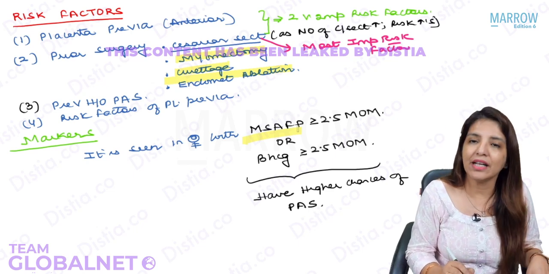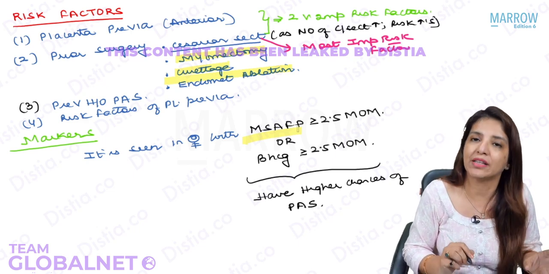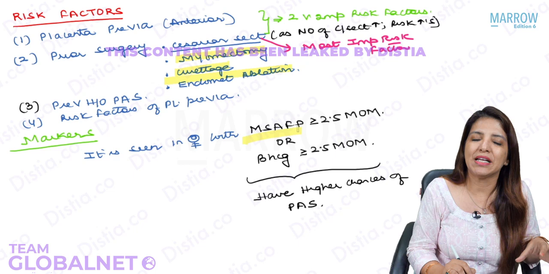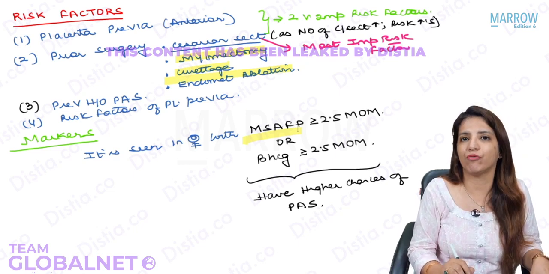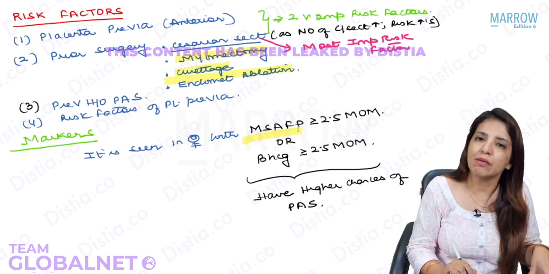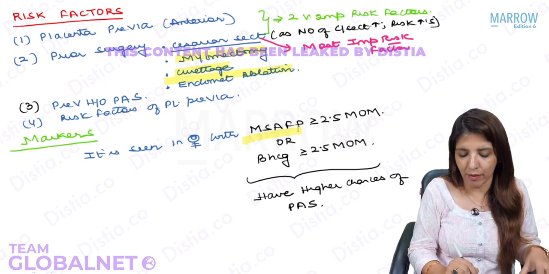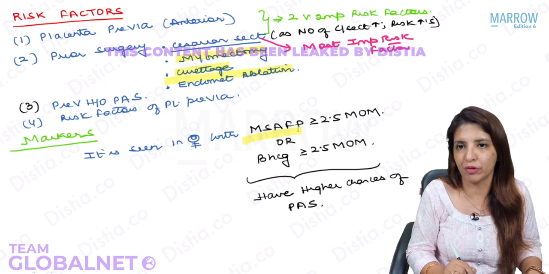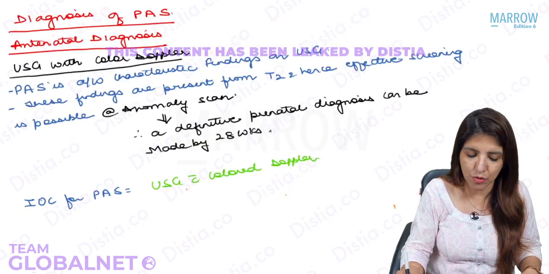Although currently they are not being used as a test for placenta accreta spectrum, they are being taken as markers of this disease: if maternal serum alpha fetoprotein levels are more than or equal to 2.5 MoM, similarly, if beta HCG levels are more than or equal to 2.5 MoM, where MoM stands for multiples of median, then there are higher chances of placenta accreta spectrum.